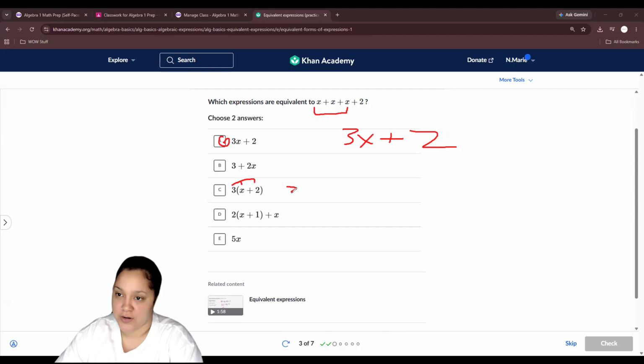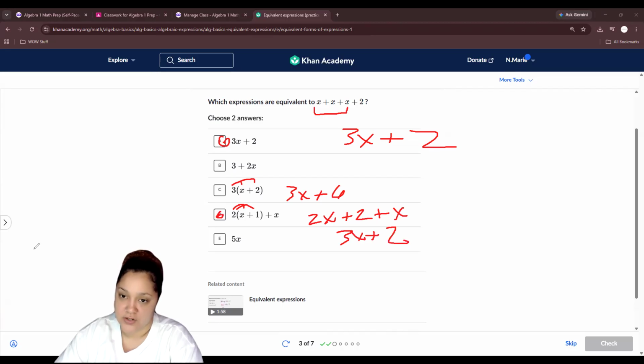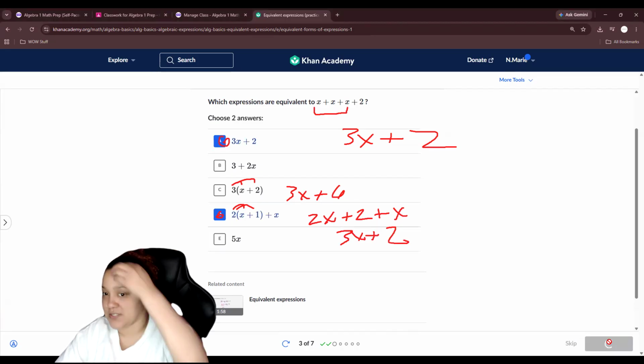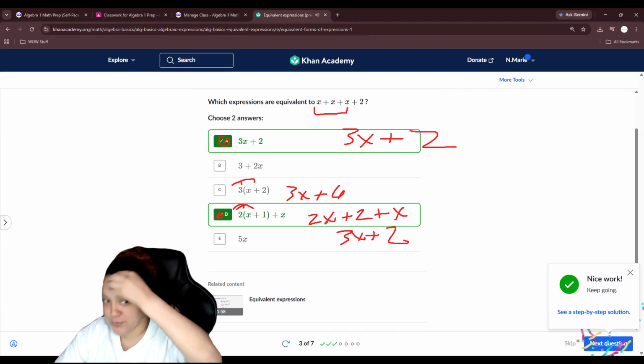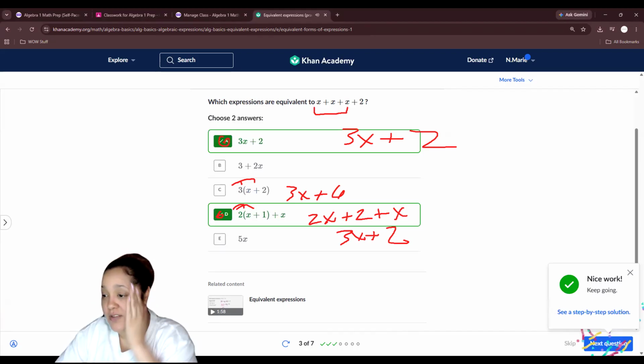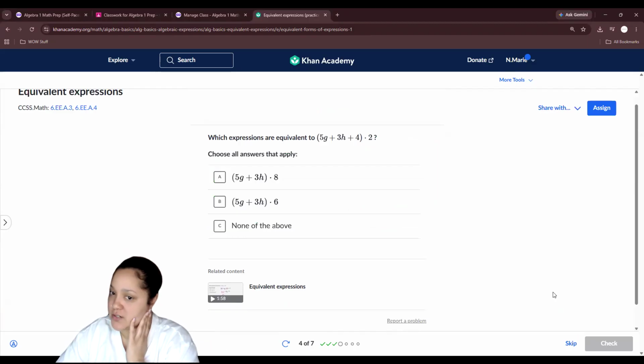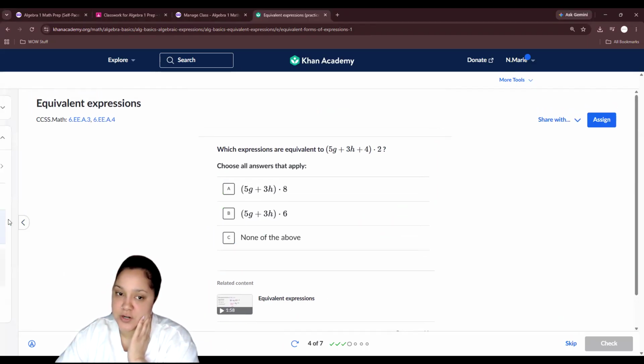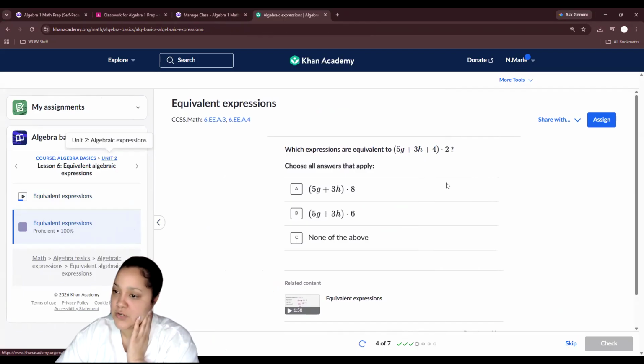When I distribute here, I get 3x plus 6, so it's not that. This is 2x plus 2 plus x, which gives me 3x plus 2. So this one also works. So these are equivalent expressions. They are the same when I combine like terms and distribute and do all of that stuff that I was doing earlier. And that's pretty much what equivalent expressions are, and that's this unit.